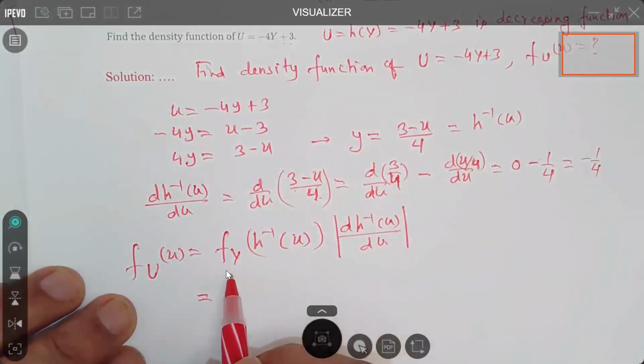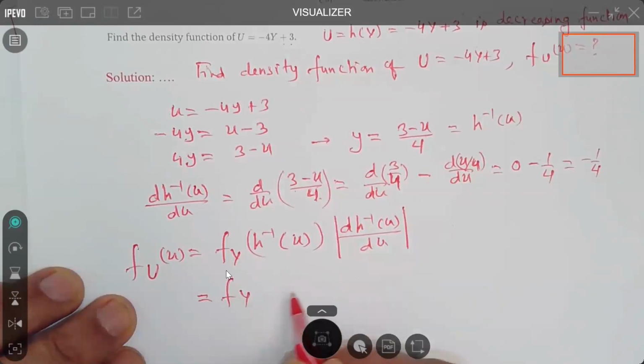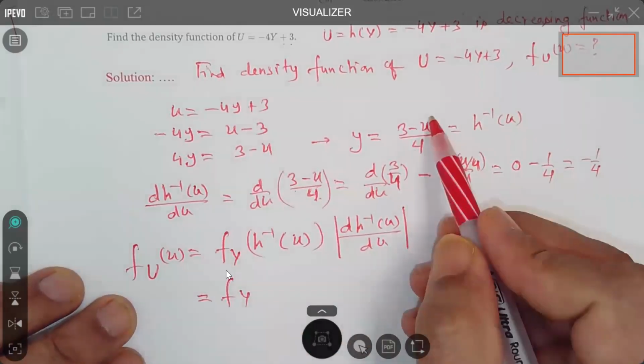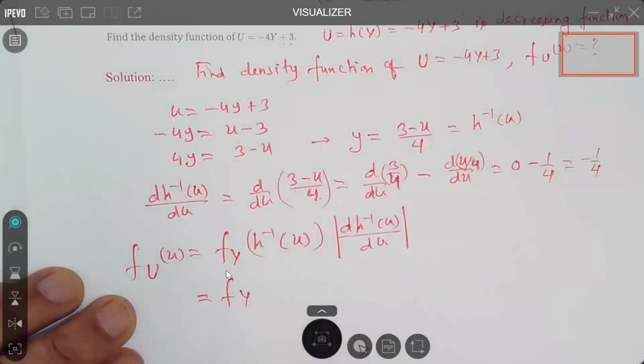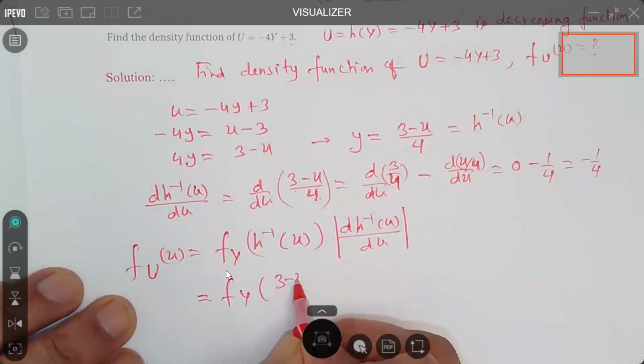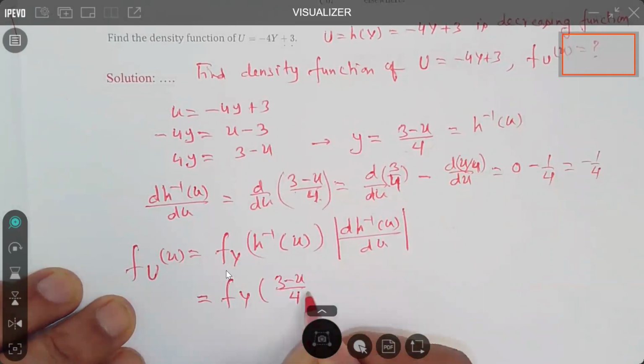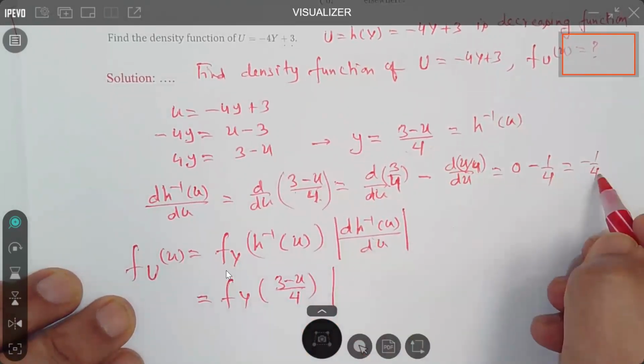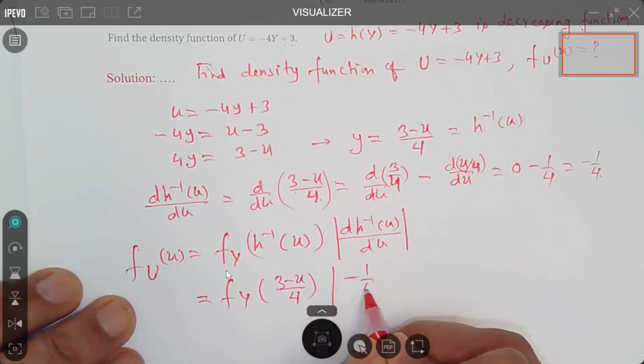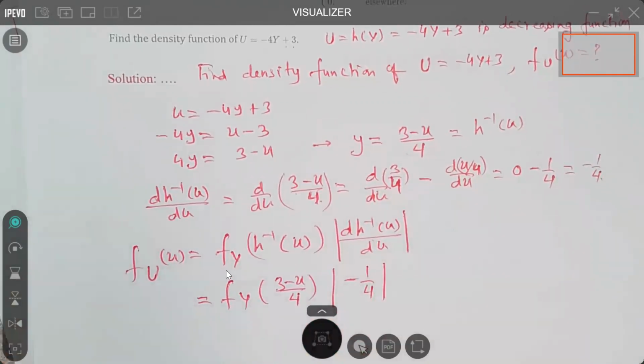So this is equal to f_Y. Now H inverse u equals this quantity here, which is 3 minus u over 4. And this quantity equals negative 1 over 4, right?